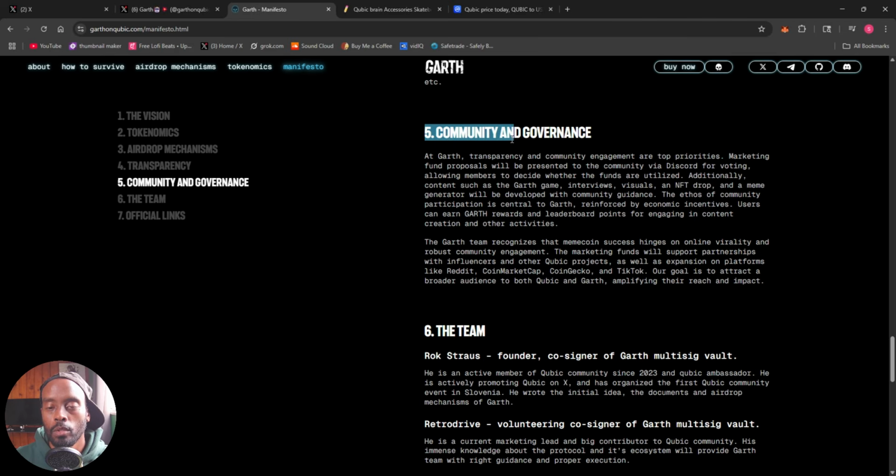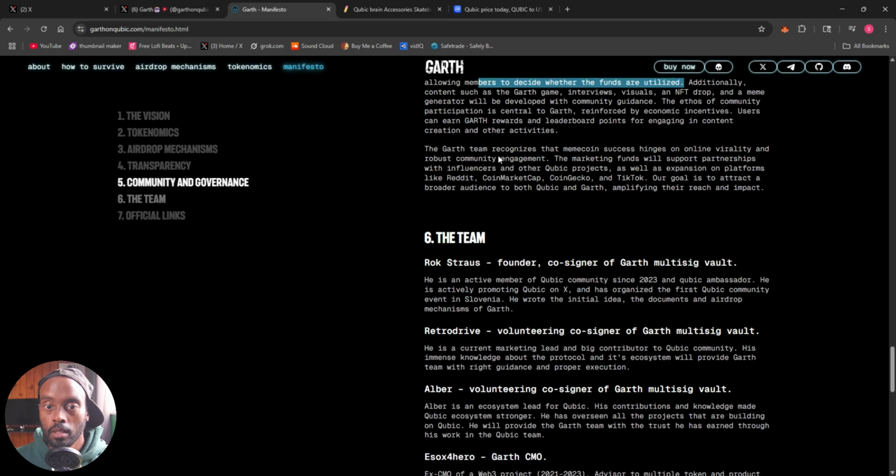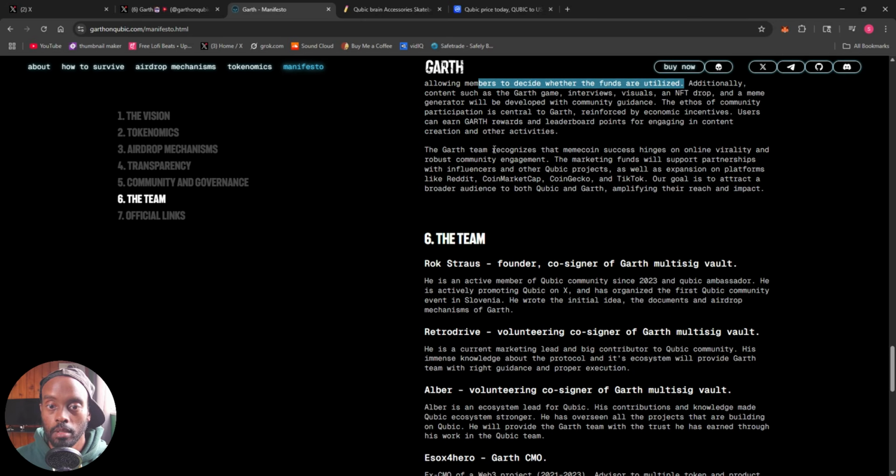5. Community and governance. At Garth, transparency and community engagement are top priorities. Marketing and fund proposals will be presented to the community via Discord for voting, allowing members to decide whether the funds are utilized. Alright, that part's not so important.